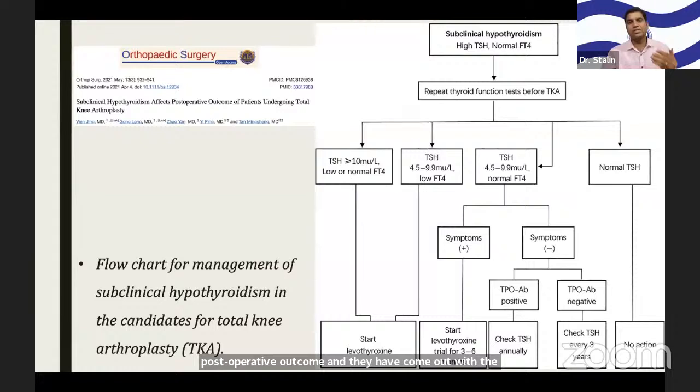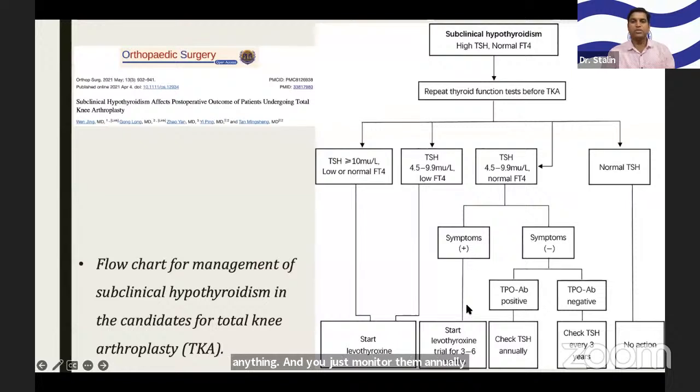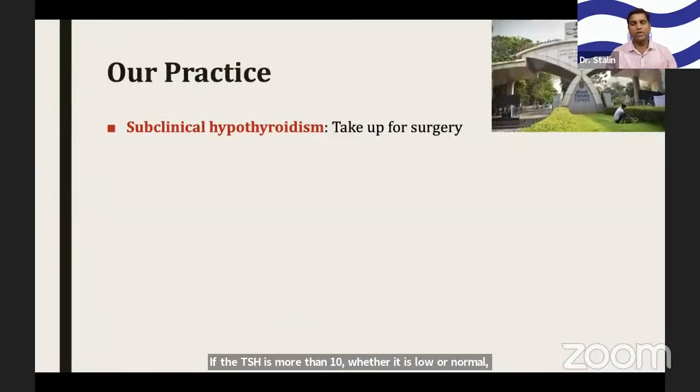In the flow chart, what they said is, if a patient has come with subclinical hypothyroidism and you are doing a TSH again just before the surgery, you find that the TSH is normal, then you don't have to do anything. If the TSH is between 4.5 to 9.9 and the free T4 is normal, you look at the symptoms. If they are asymptomatic, again, you don't have to do anything and you just monitor them annually. If they are symptomatic, you should start a levothyroxine trial for 3 to 6 months. If the TSH is between 4.5 to 9.9 and if there is low FT4, then you should definitely start levothyroxine. Similarly, if the TSH is more than 10, whether it is low or normal free T4, you have to start levothyroxine.